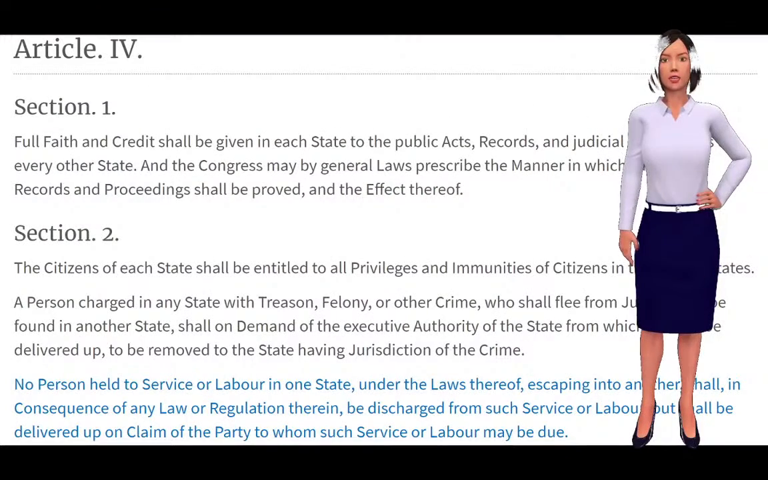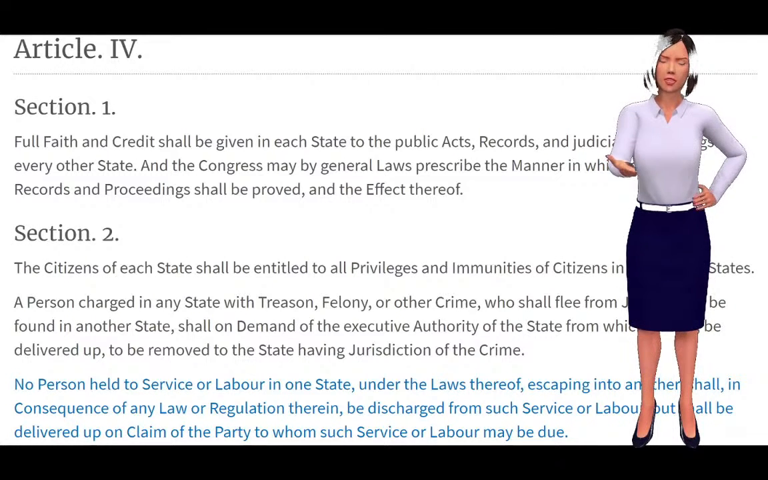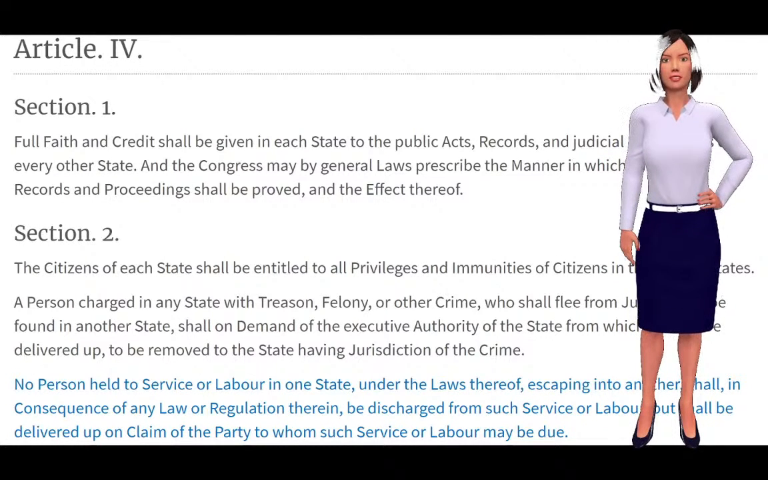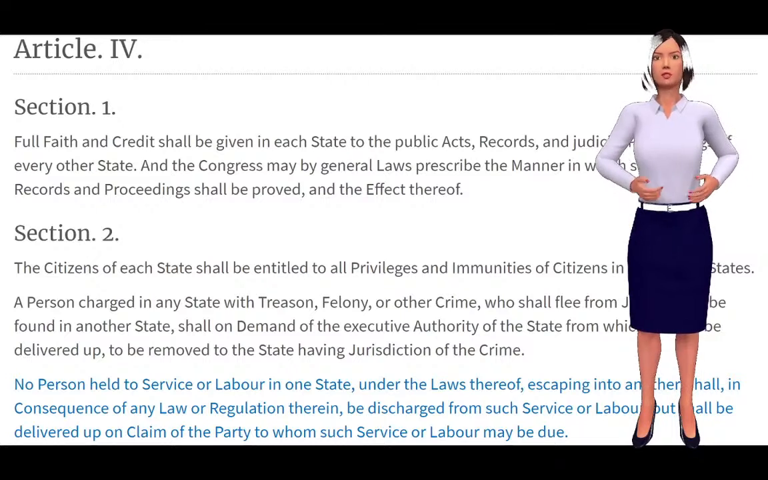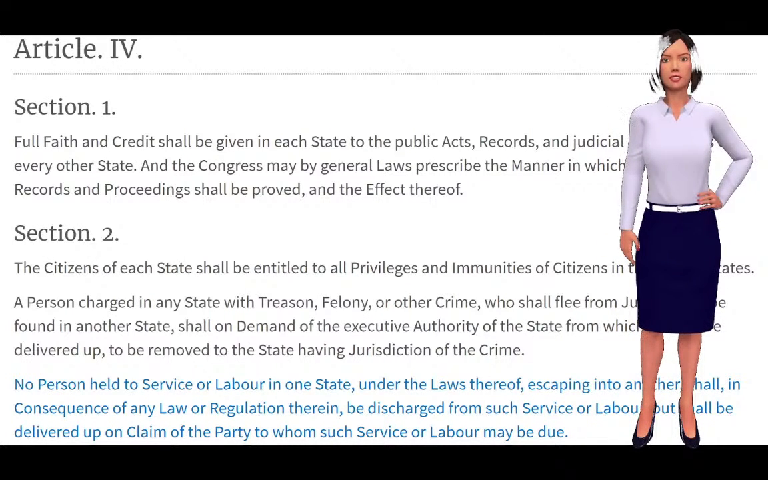Article 4 of the Constitution focuses on states' relations. There are 4 sections in this article. Section 1 states that full faith and credit shall be given in each state to the public acts, records, and judicial proceedings of every other state.